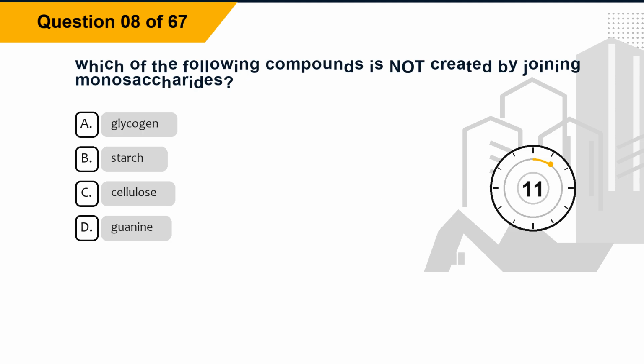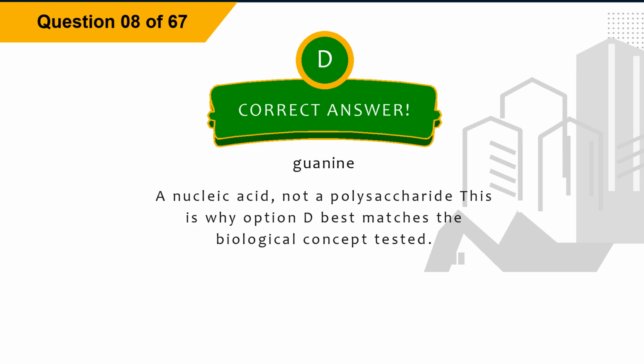Question 8. Which of the following compounds is not created by joining monosaccharides? Option A, glycogen. Option B, starch. Option C, cellulose. Option D, guanine. The correct answer is option D, guanine. Explanation. A nucleic acid, not a polysaccharide. This is why option D best matches the biological concept tested.